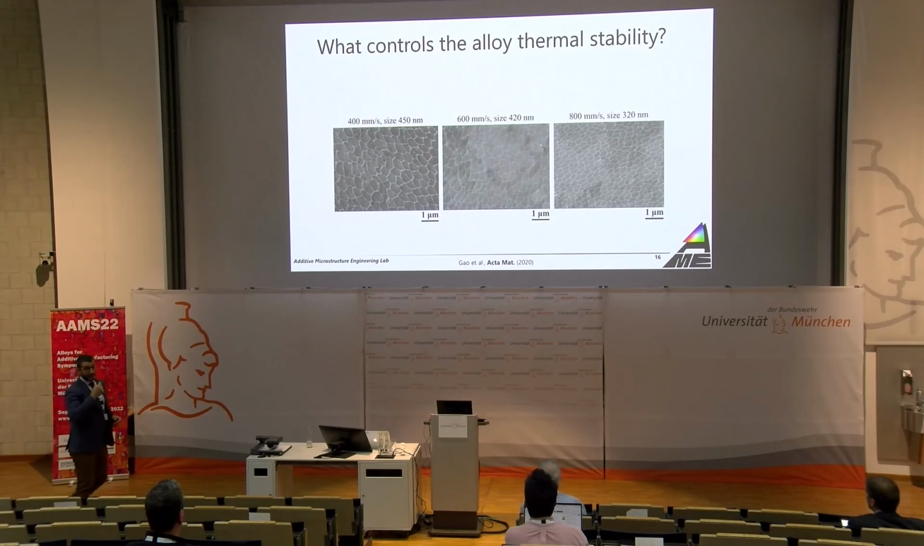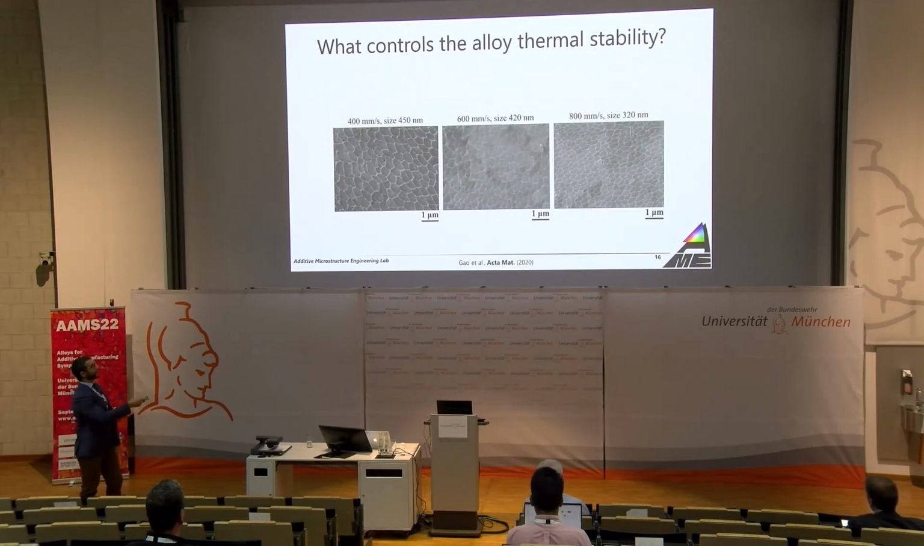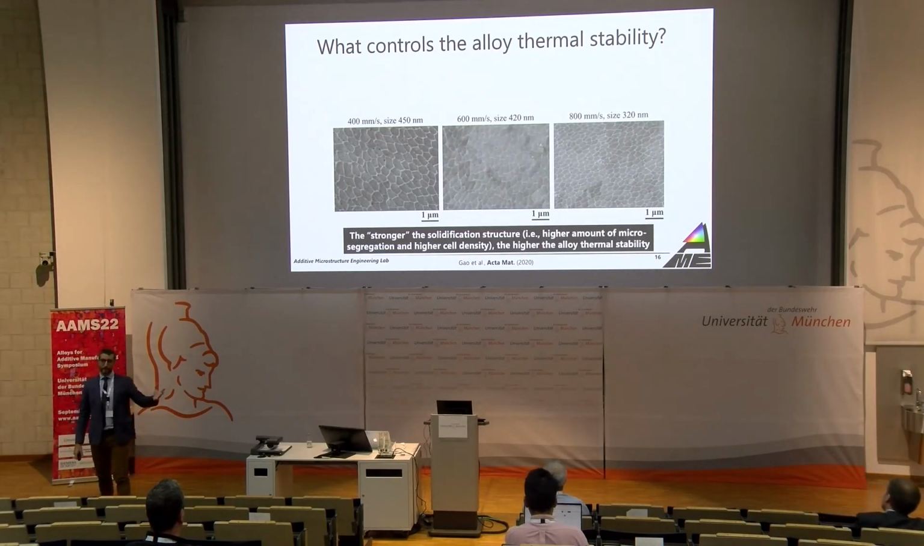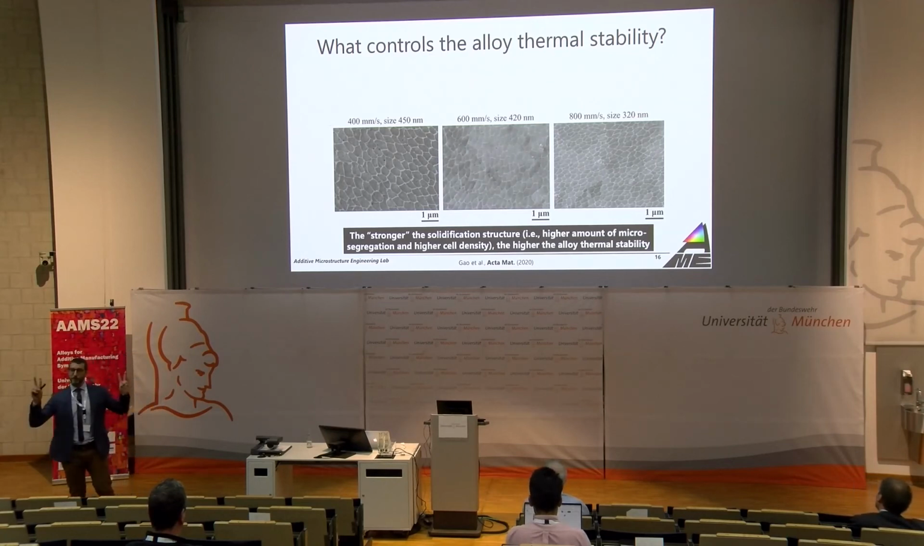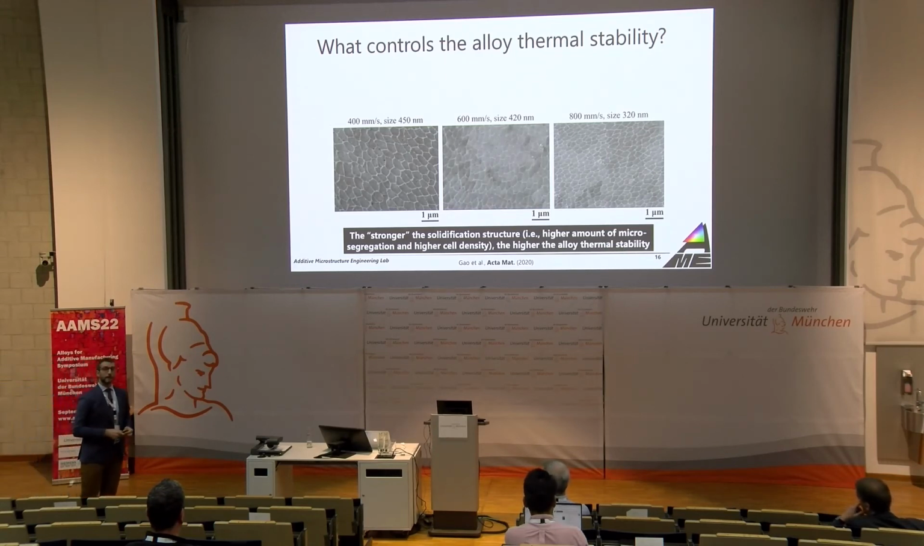Not only is the solute content in cell boundaries higher when we go fast, we also have many more cell boundaries per unit volume, which reinforces the idea that the cooling rate here was higher, right? So the conclusion here was that the stronger the solidification structure, and what I call stronger is basically a high amount of solute segregating at cell boundaries and also a higher density of cells or cell boundaries, the higher is the alloy's thermal stability, so the more difficult it is to trigger recrystallization.